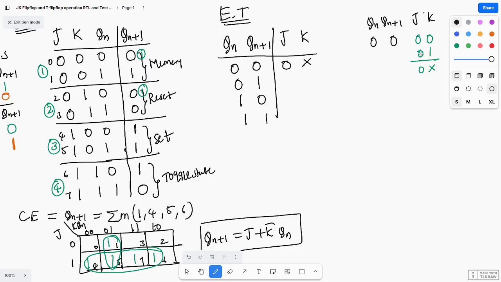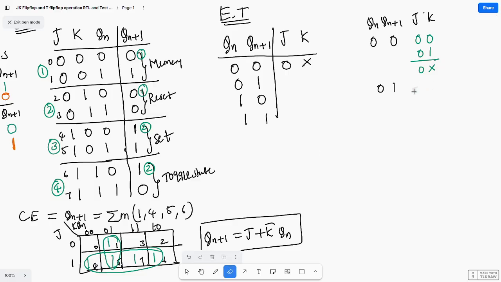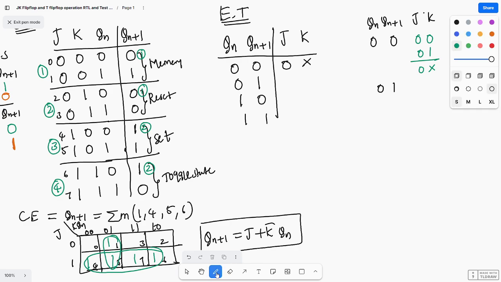Next one, if it is 0 1. Where will you get this? This is the second case, 0 1 and 0 1. What you are getting? 0 1 0 1, 1 0 1 1. If you combine, this is 1 don't care.